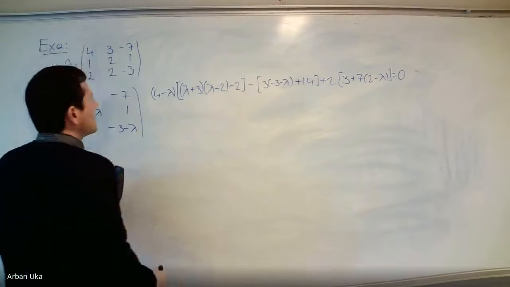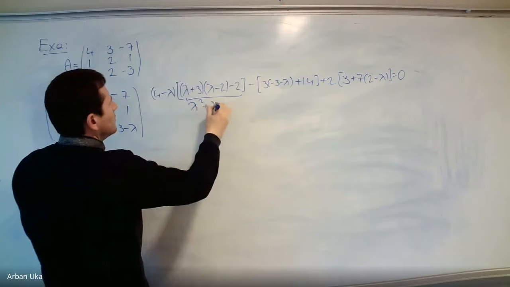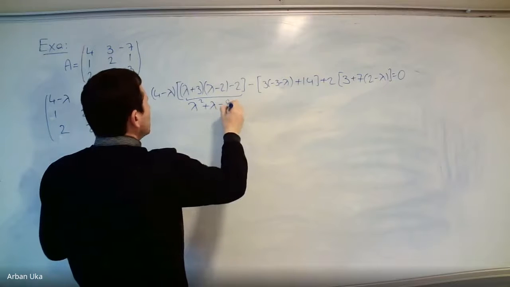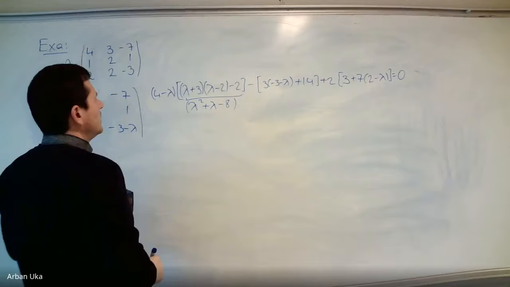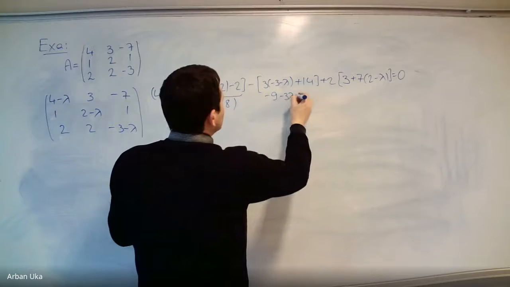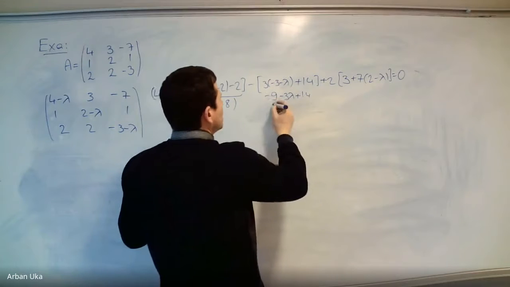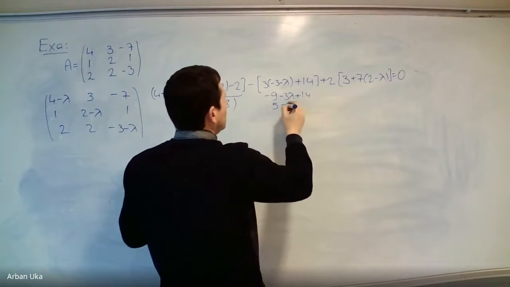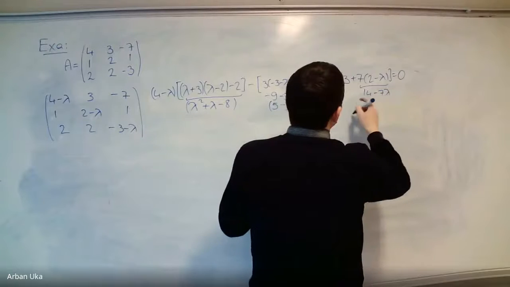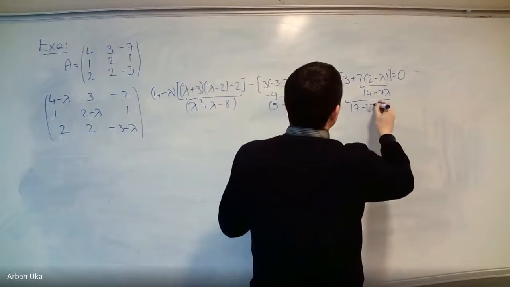So we have a polynomial of third order, and this term will be equal to lambda squared plus lambda minus 6 minus 2 minus 8. So we multiply these two together, and then here this is equal to minus 9 minus 3 lambda plus 14. Then this becomes minus 9 plus 14. This is 5 minus 3 lambda. Okay, and then here we have 14 minus 7 lambda. 14 plus 3. This is 17 minus 7 lambda.